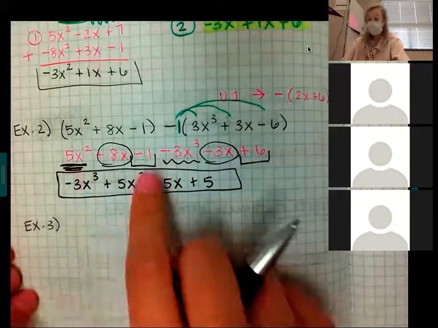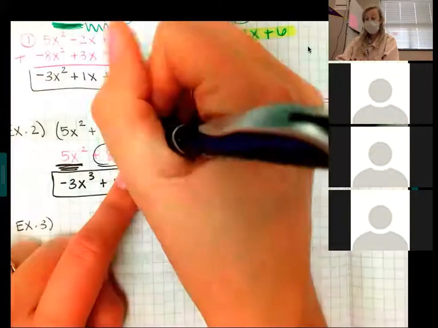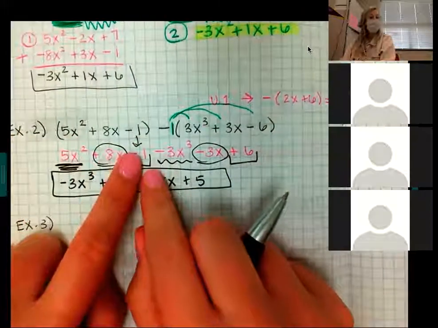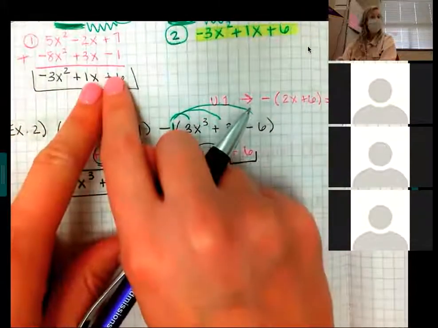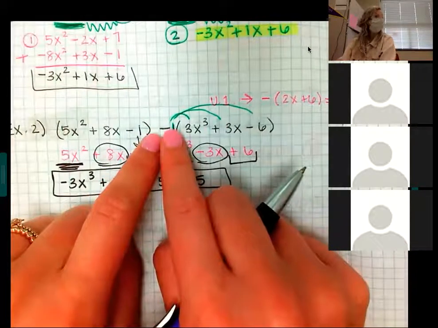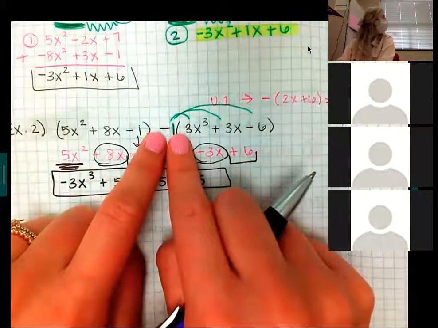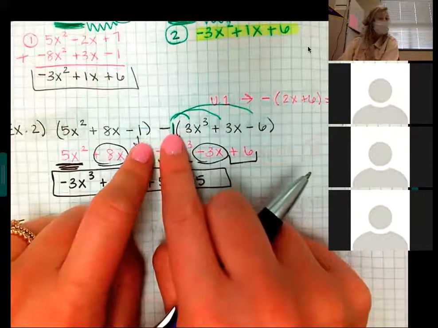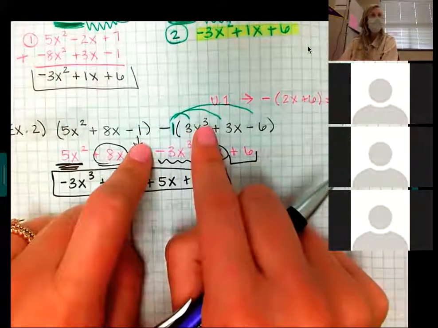How did I get negative 1 right here? Anytime you're subtracting, remember if there's a negative outside of parentheses, it's an understood minus 1. So you got to distribute. That's a great question. Extra credit.